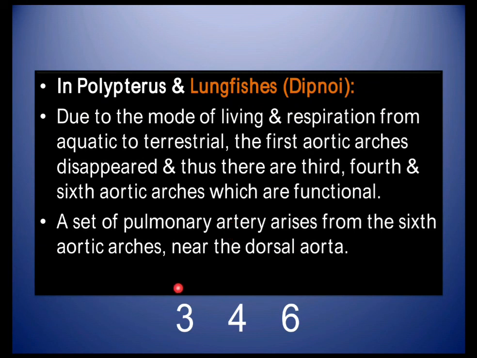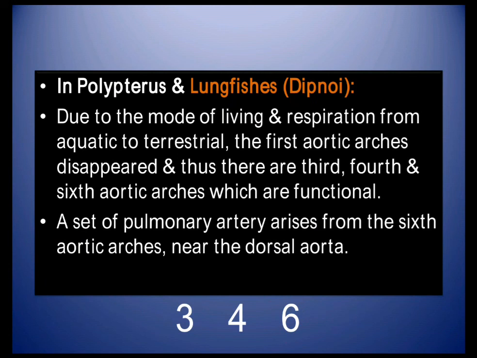And what about the third one? The third will be forming the carotid arteries, which will be going to the head part. As we don't have 1 and 2, the carotids will be formed by the third arch. Fourth will be forming the systemic arch, which will be going to the body. And sixth will be going to the lungs. So that is the kind of modification in these fishes.